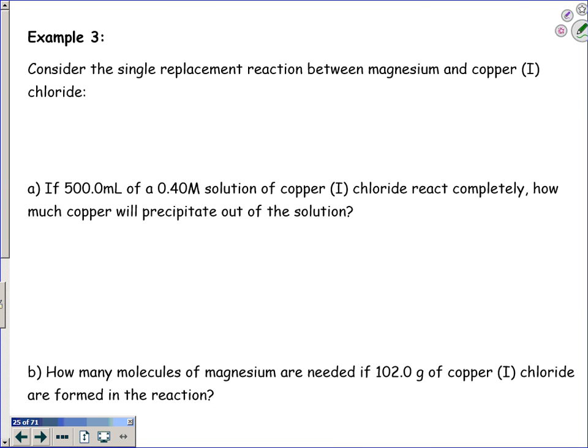Okay. So consider, here we go. Write this reaction down. Consider the single replacement reaction between magnesium and copper 1 chloride. Magnesium and copper 1 chloride. Mackenzie, get me started on this reaction. CuCl. Beautiful. Stay like that, right?